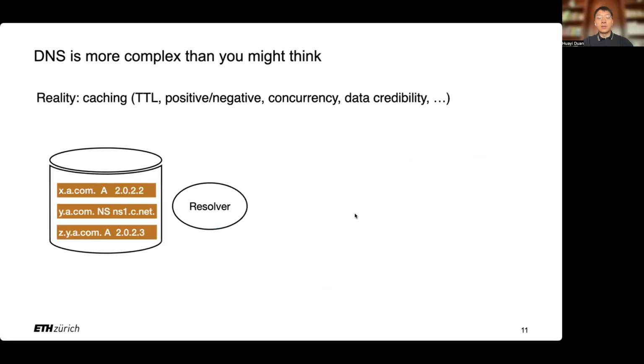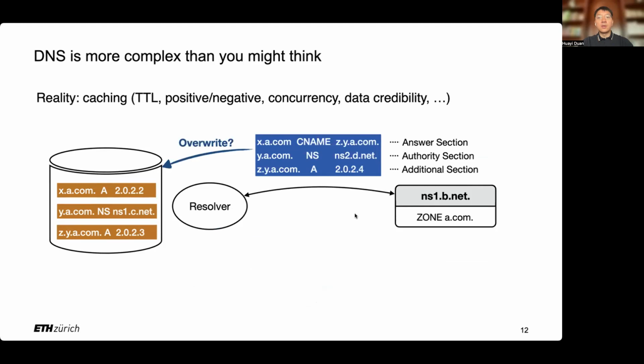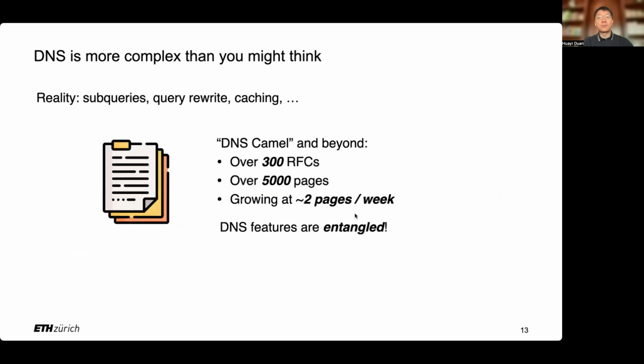Another essential aspect of DNS is caching. This is a big topic with many factors to consider: data freshness, negative caching, concurrency, and so on. One subtle issue here is how a resolver handles data with different credibility levels. In a DNS message, data in the answer section is considered trustworthy, but data in the additional section is not. A resolver must decide which data to accept and whether to overwrite data in the cache.